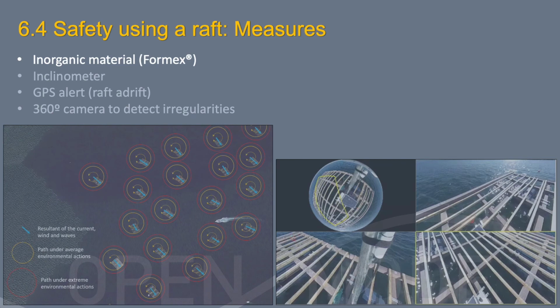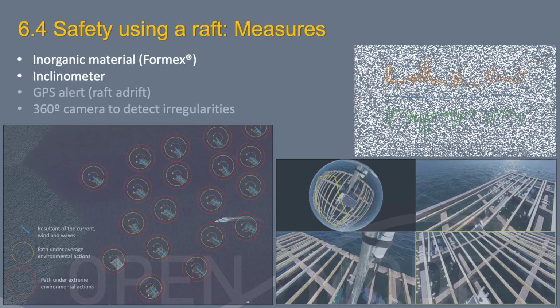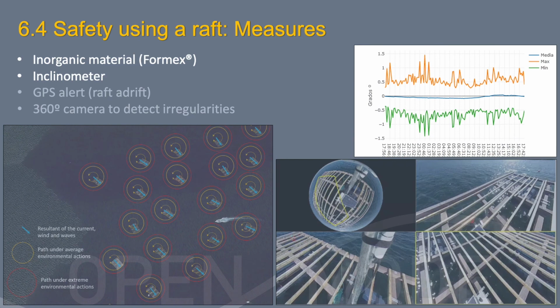The second point, well, there are different technologies that could be used to make a safer use of the raft. For example, we have installed in some of our structures an inclinometer. This inclinometer provides remote data about the maximum or minimum slope of the raft every day. So the farmer, before going to the structure, already knows how agitated the sea is and if it is interesting to go there or not to go there.